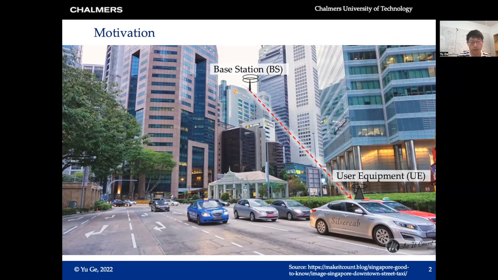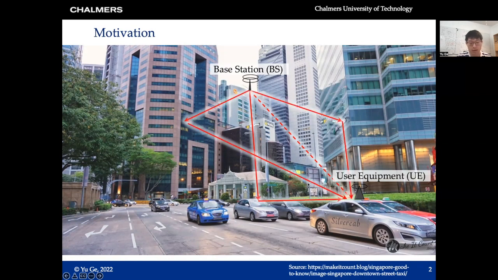This is a picture from downtown Singapore. Suppose we have a base station with many antennas on top of this building. This is a user equipment here, also with many antennas. This is a signal sent from the base station to the user. These signals can go over a complex propagation environment. As you can see, they can bounce off objects and generate multipaths.